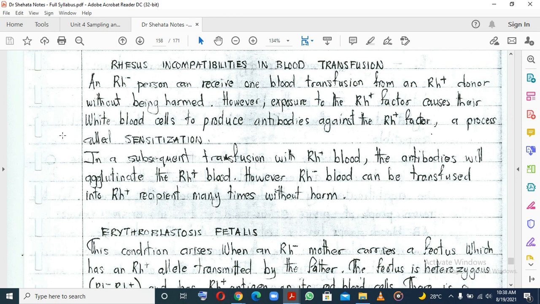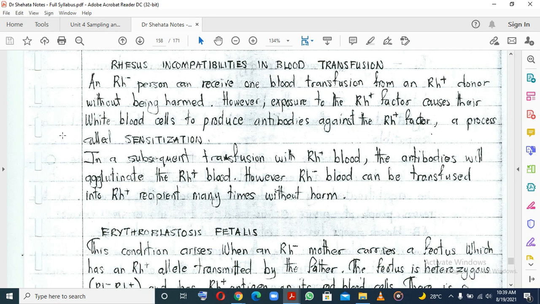Now, when the person is given blood for the second time, the antibodies are already there. They were formed from the first transfusion. So this is going to cause the antibodies to agglutinate. The agglutination is just the binding that we talked about. So the antibodies are going to agglutinate the rhesus positive blood, and that can have serious consequences.